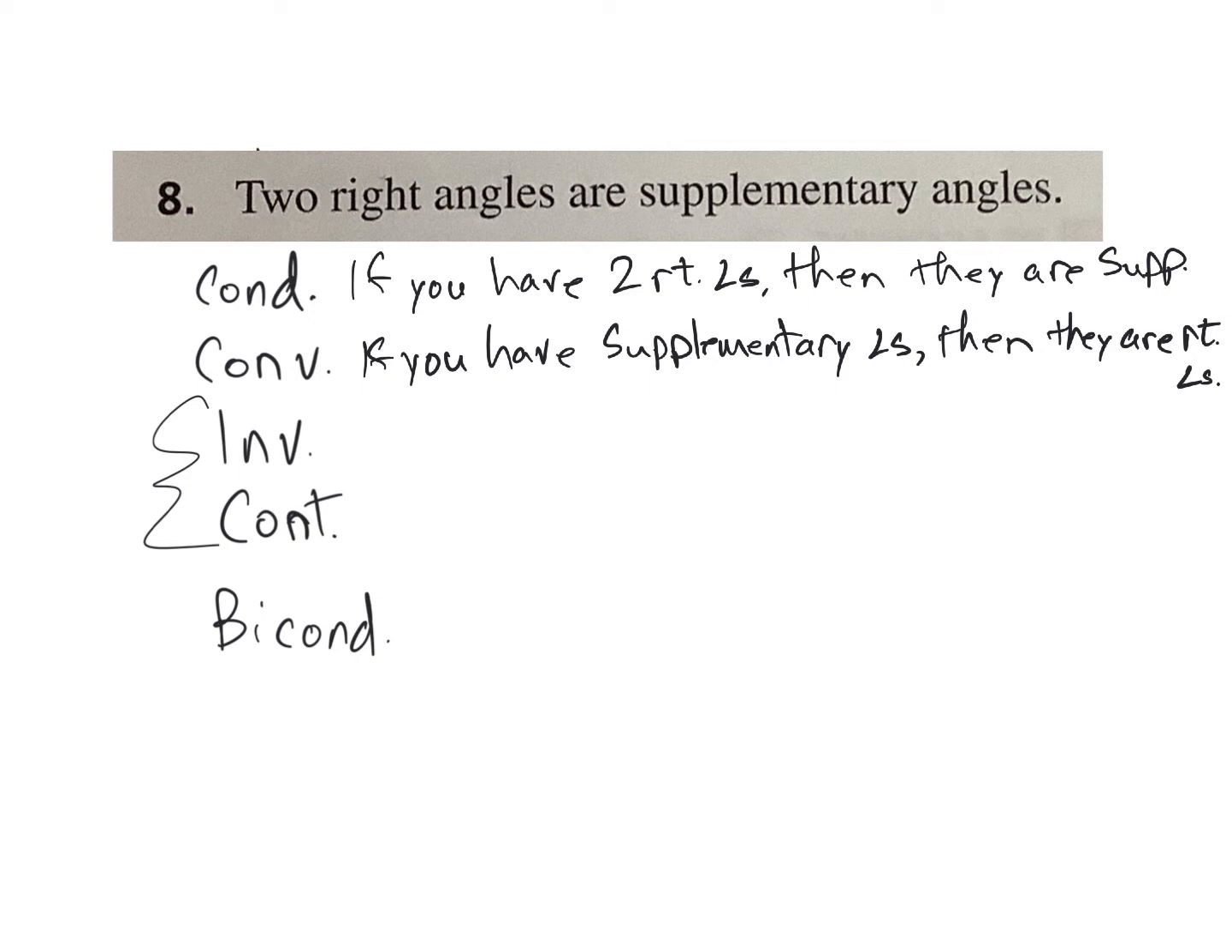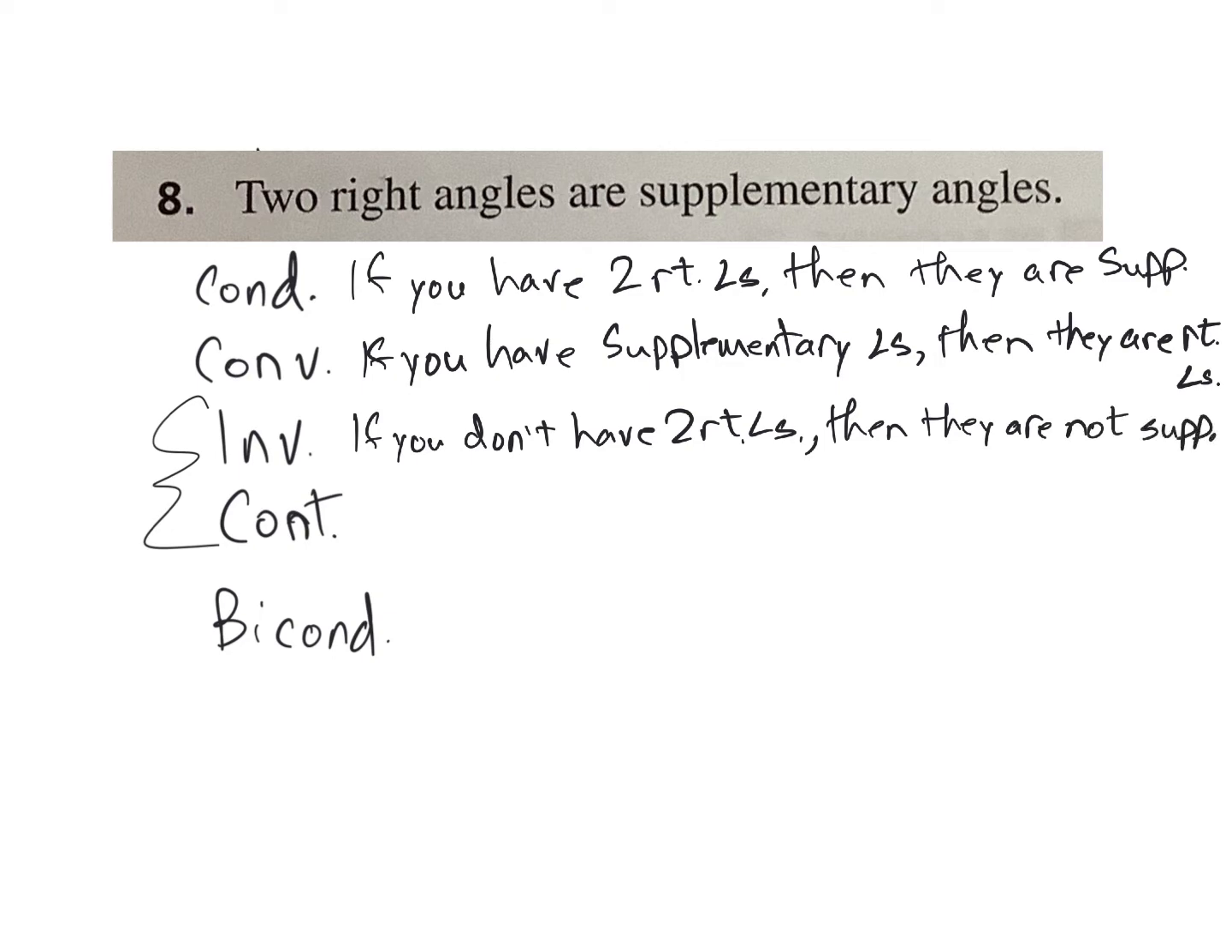All right? So if you don't have two right angles, then they are not supplementary, which also is false. You can have 120 degrees and 60 degrees. Those are supplementary and they're not right angles. So again, we're not worried about true or false right now. And then the contrapositive, take the converse and negate it.